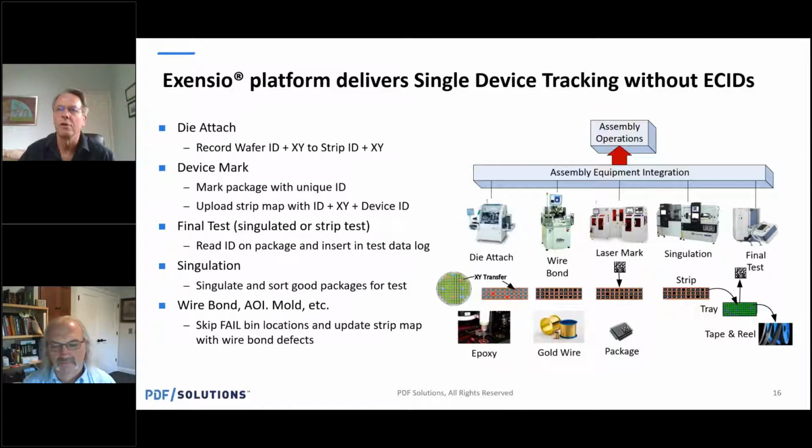Even though this is a simple flow, it's also applicable to the more advanced assembly flows like fan-out wafer level packaging, and package on package, and all these other different technologies which are being promoted. It's also applicable to printed circuit board assembly. There's nothing special about either one. This E142 can handle the complexities of all of that. Next slide, please.